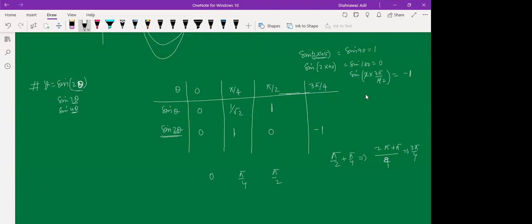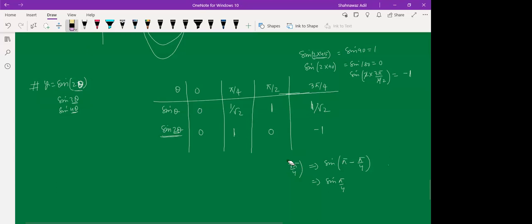And what about sine 3 pi by 4? What is this value? If we calculate this, it is sine of 3 pi by 4, which is sine of pi minus pi by 4. So this is sine of pi by 4. That would again be 1 by root 2, right? This would be pi minus pi by 4, sine 180 degrees, that would be sine pi by 4.